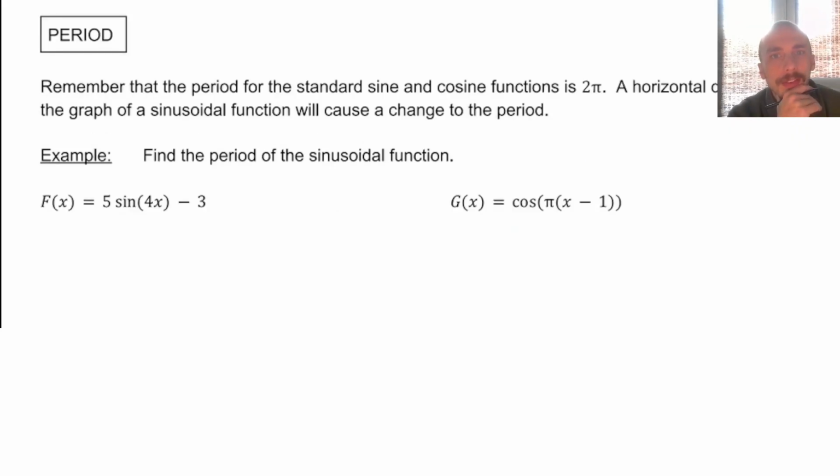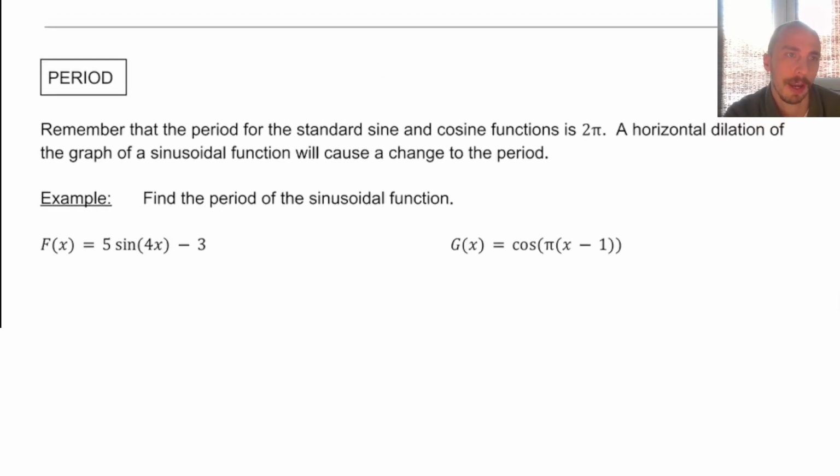Alright, now the last thing is I need to remind you about period, which is something we talked about in the last video. So remember that the period for the standard sine and cosine graphs is going to be 2 pi. And so a horizontal dilation of the graph of a sinusoidal function will cause a change to the period. And so I just want to develop the idea here, and then I'm going to give you a formula that we're going to work with extensively in this unit to determine period and the values that go inside of the function when we're modeling.